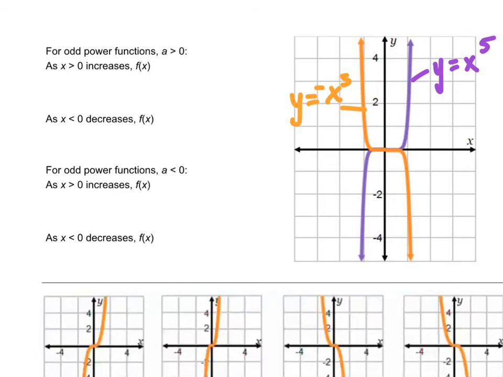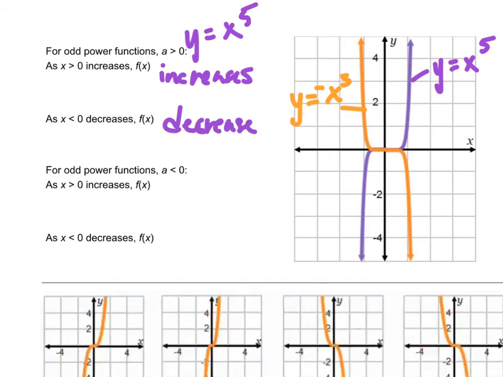And so here's what you've got. If we talk about the odd power functions where a is greater than 0, that would be the function y equals x to the fifth. As x gets bigger, what happens to the y values? The y values increase, the f of x increases. As x is negative, or as x gets smaller, what happens to the y values? The y values actually decrease. So it's kind of the opposite of what we had.